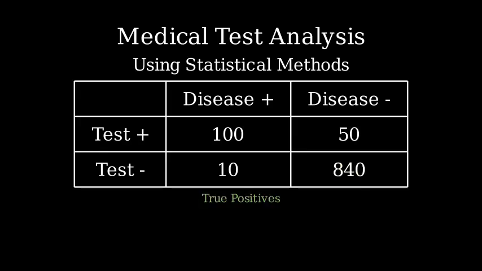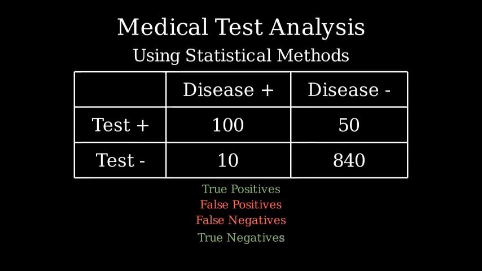In the top left, we have 100 true positives, people who have the disease and tested positive. Top right shows 50 false positives, people who don't have the disease but tested positive. Bottom left shows 10 false negatives, people who have the disease but tested negative. And bottom right shows 840 true negatives, people who don't have the disease and tested negative.